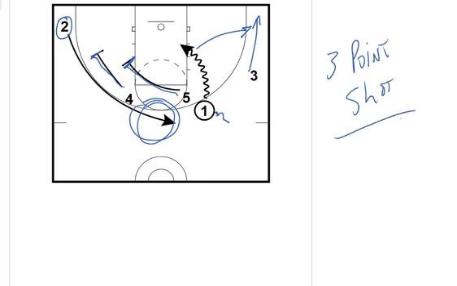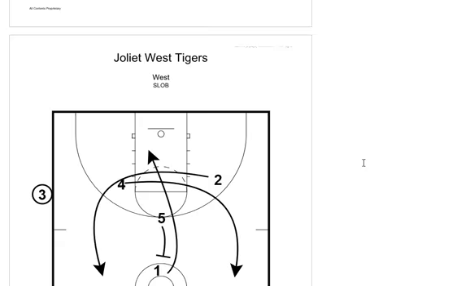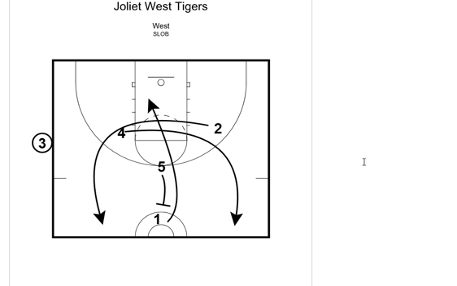Again, time, score, and situation are going to dictate this, but we want to be really aggressive and try to get a quick-hitting 3 out of our sideline out of bounds series. All right, the next play, and this can be run anywhere on the court, we're going to call this play West.